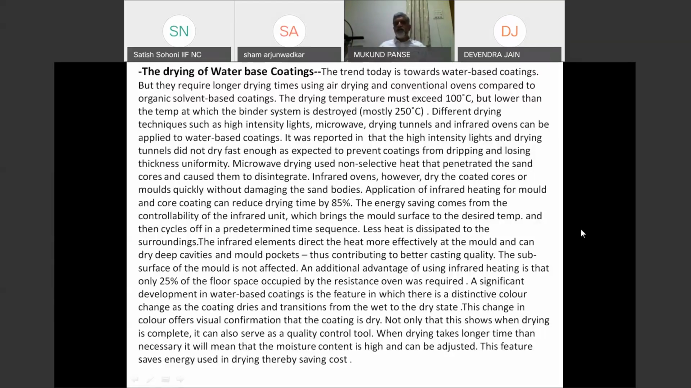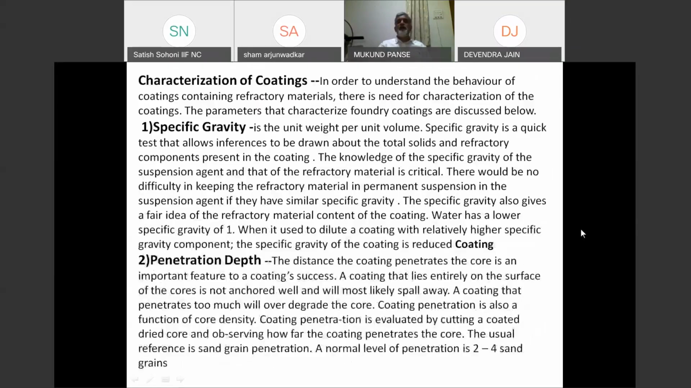If you are drying it in an oven or on the floor, the important characteristics of a coating are specific gravity, which is basically the refractory content in the paint. The higher the refractory content, the specific gravity will be more. It can be measured, but not very easy to measure. Penetration depth: when you are applying a paint, to what depth it has penetrated in the core or mold surface. You cannot say it is more or less; it is the required depth to give you a better surface finish. For a higher thickness of metal, you should have better penetration. For a smaller mold, you can have a smaller metal thickness.